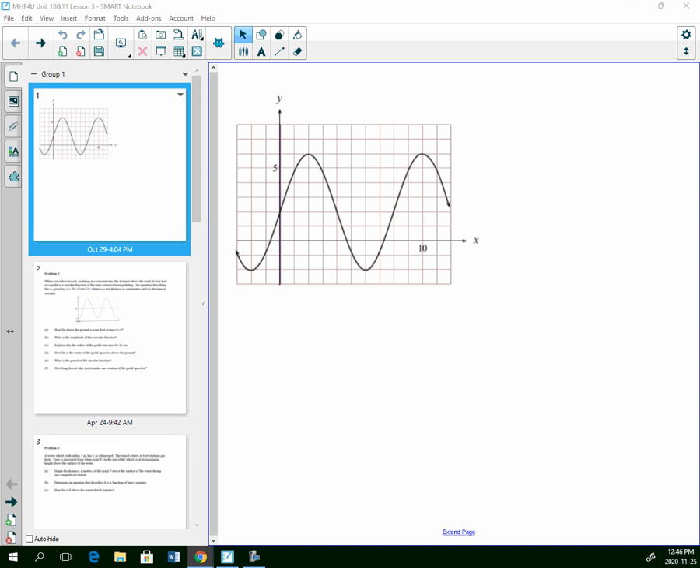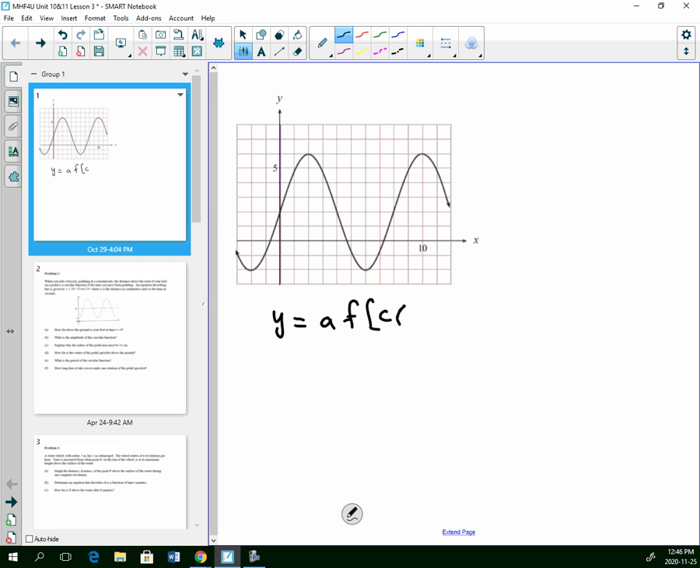Okay, so we looked briefly at this last class, but let's have another look at it. Writing an equation given a graph. So remember, when we're writing the equation, we are looking for a vertical stretch, a horizontal stretch, a horizontal shift, and a vertical shift.